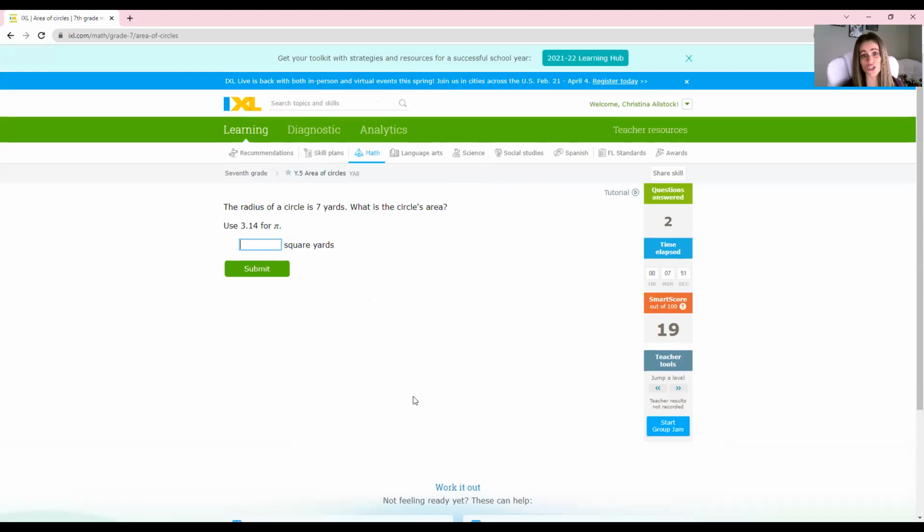All right, sometimes you will get problems that are words only and there's no picture, there's no diagram to go along with it, but that's okay. We can do it. It still gives us everything we need. We are told that the radius of a circle is 7 yards. We are being asked to find the area, and we are using 3.14 for pi.